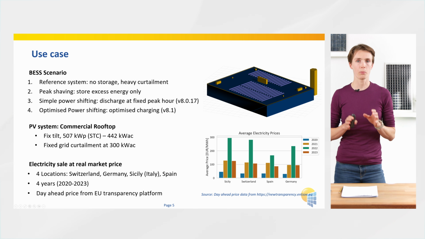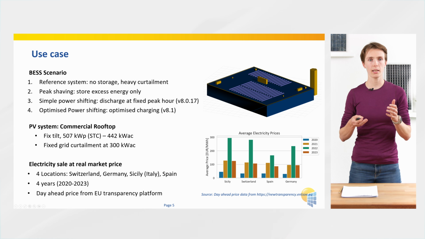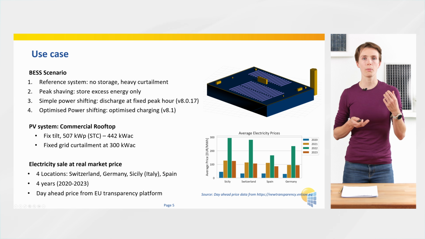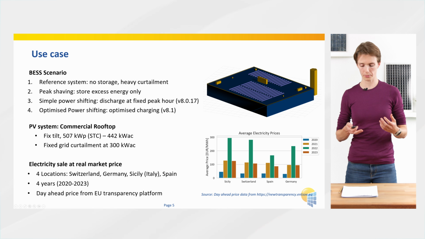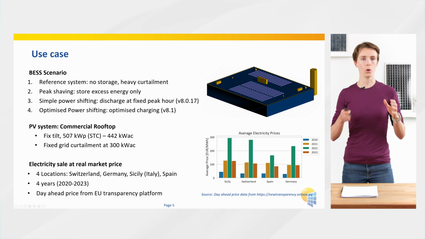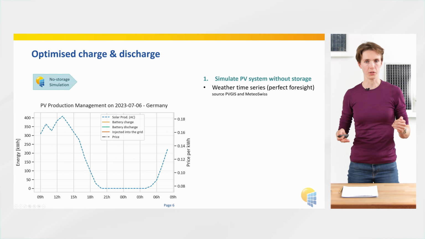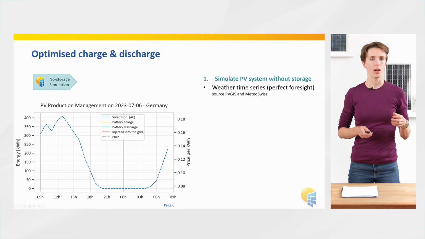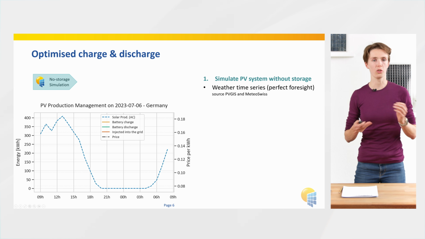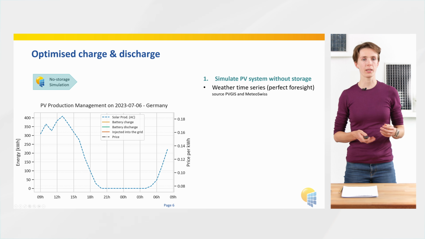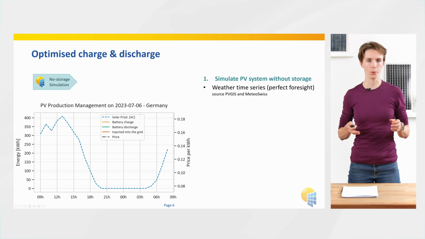Now, let's take some time to look into more details about how this optimized charge and discharge works. Here I'll be presenting the workflow for this new option. It goes in several steps. In my first step, I've defined a simulation of my system with no storage, and from that I'm getting the expected AC production.